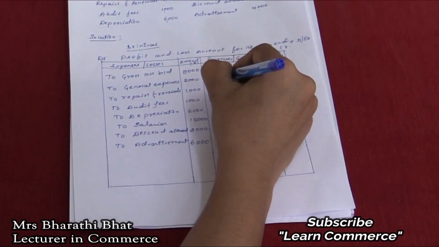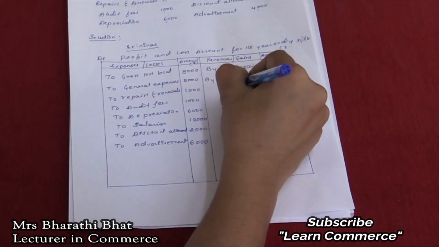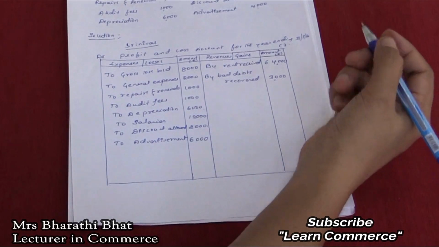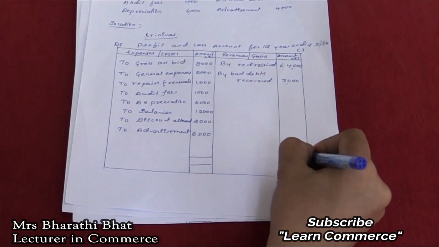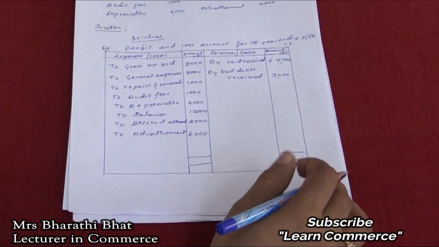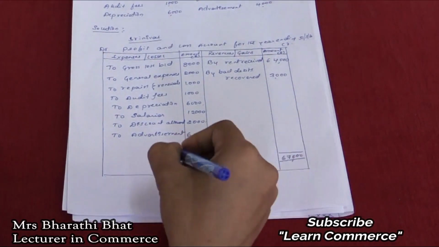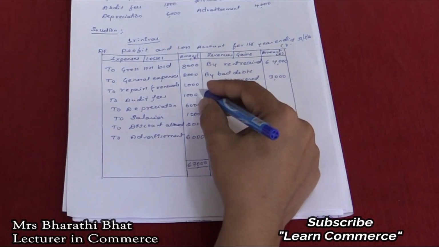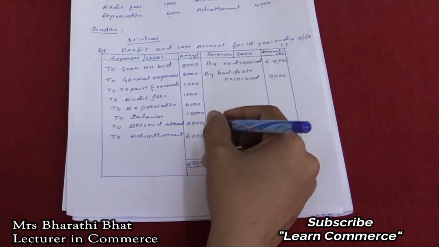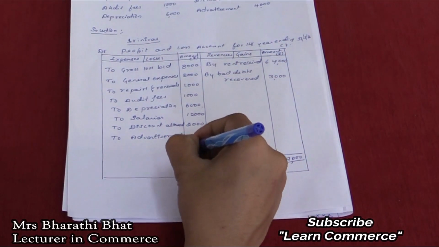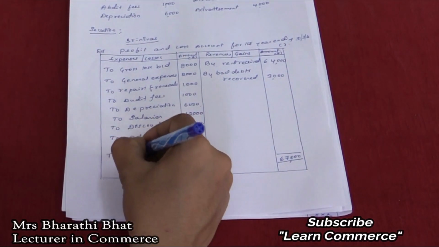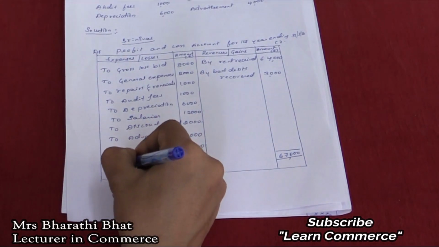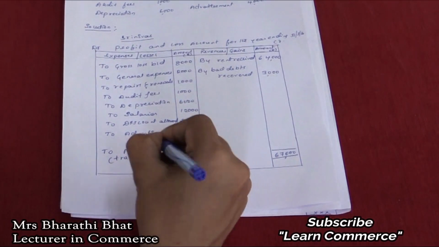64,000. Then by bad debts recovered, 3,000. So we covered almost all the transactions, we recorded all the transactions, and the next final step is totaling. Greater amount on both sides, 67,000. 67,000 minus all these amounts: 6,000, 2,000, 12,000, 1,000, 1,000, 6,000, 2,000, 8,000. So you will get a difference amount of 31,000. This is called net profit, because your income is greater than your expense. So to net profit, in brackets you have to write transferred to capital account.